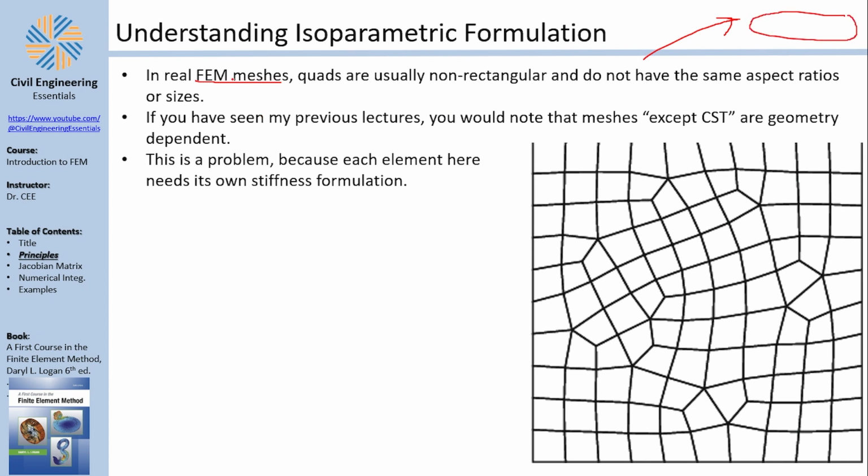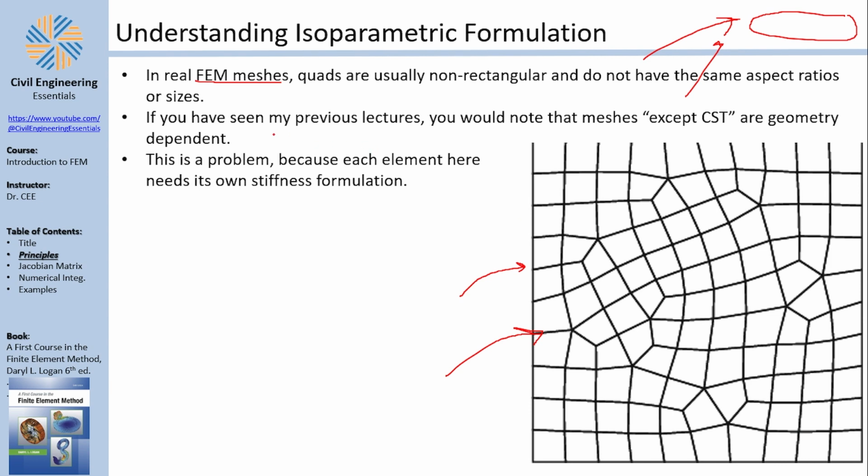Alright, so in real finite element meshes, basically what we do in AutoCAD Robot, check out that playlist on the top right again, we have finite element meshes, and those are quads and sometimes triangles that are usually non-rectangular and non-square and do not have the same aspect ratio or size. I mean, this is quite obviously a finite element mesh. You can see that there are different versions of those quads. Each one of them has a different aspect ratio, different sizes, and so on.